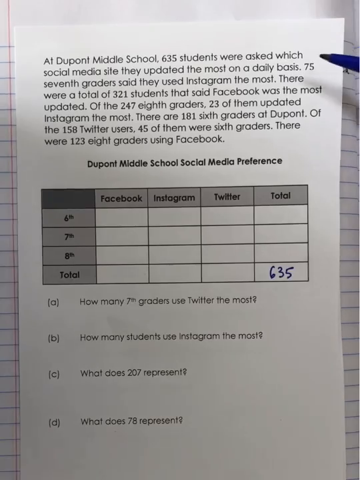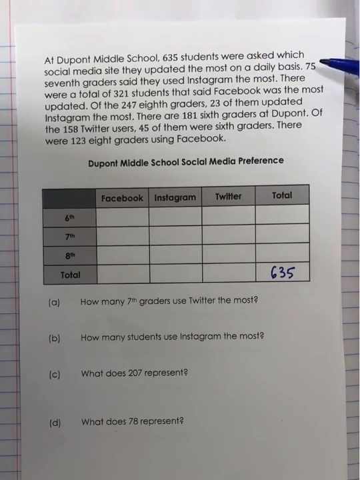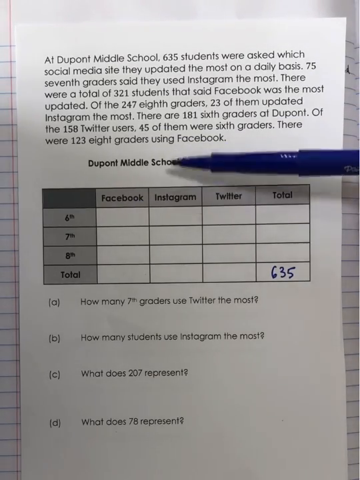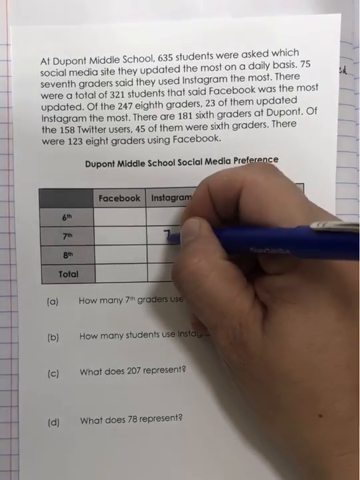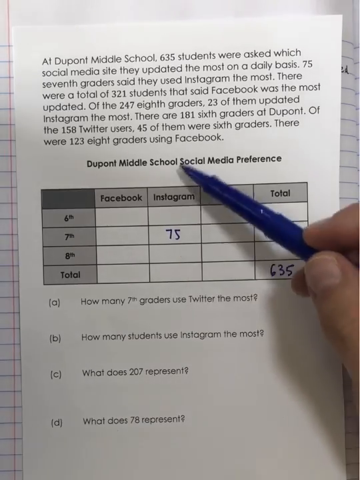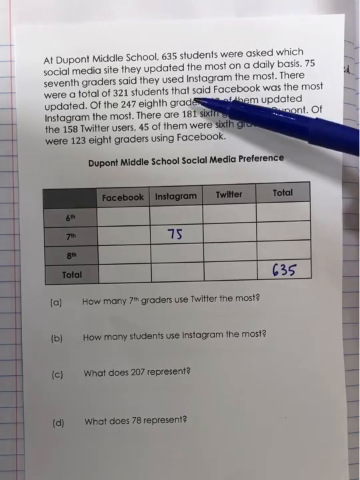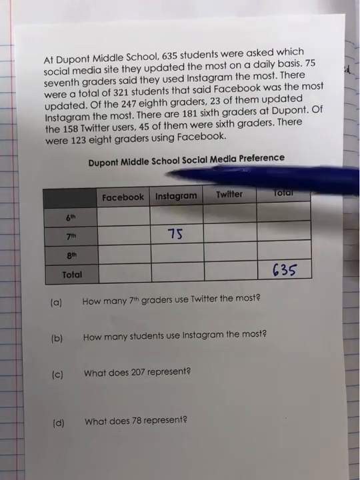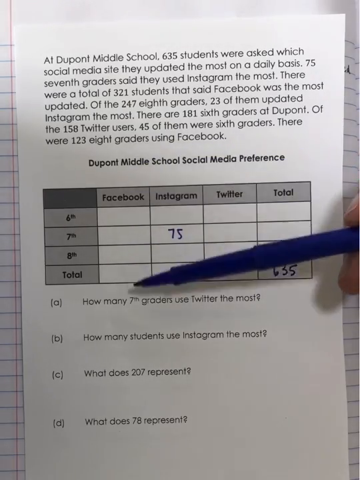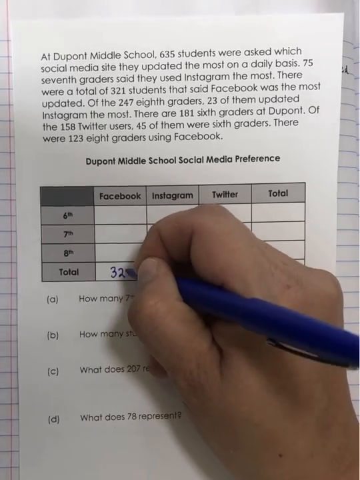Okay, and the next sentence says 75 7th graders said they used Instagram the most. So 7th graders, so this is the row for 7th grade, and the column for Instagram, where they meet, I am going to enter 75. So 75 7th graders that use Instagram. Okay. Next sentence. There were a total of 321 students that said Facebook was the most updated. So if I look at the column that has Facebook, the total number of students in this column is 321. That's going to go right here on the bottom.